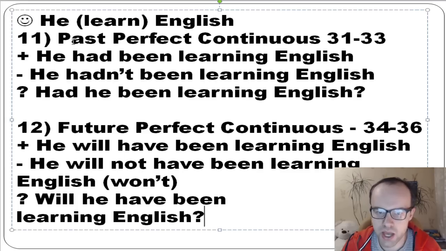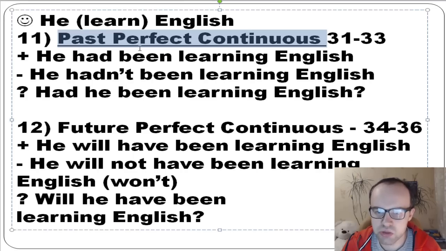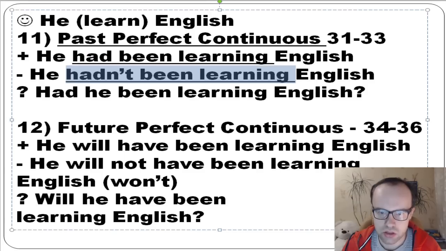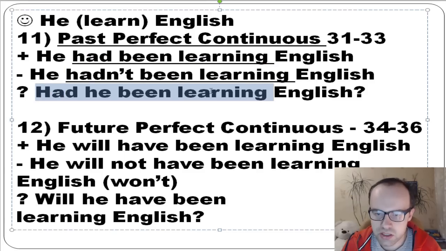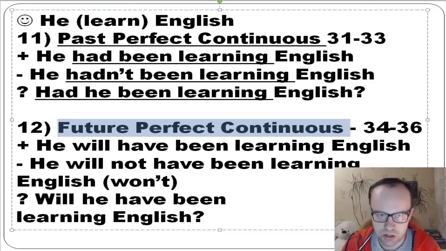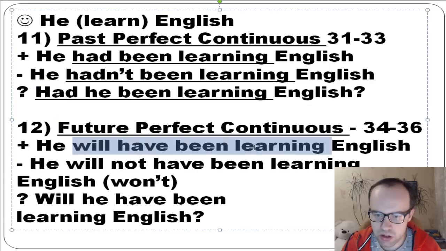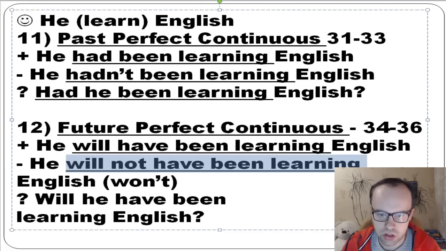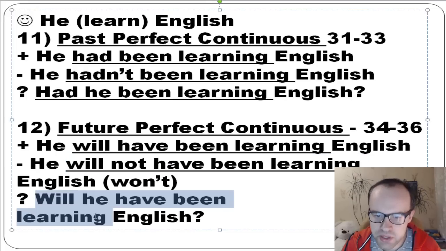Okay, so what do we have as a result? Past perfect continuous. He had been learning English. He hadn't been learning English. Had he been learning English? Future perfect continuous. He will have been learning English. He will not have been learning English. Will he have been learning English?